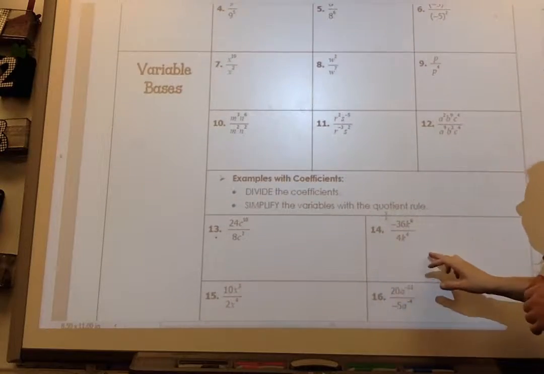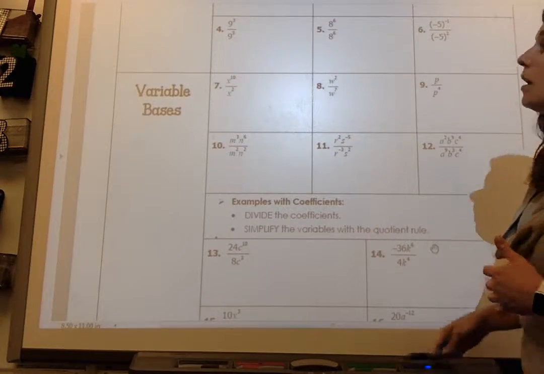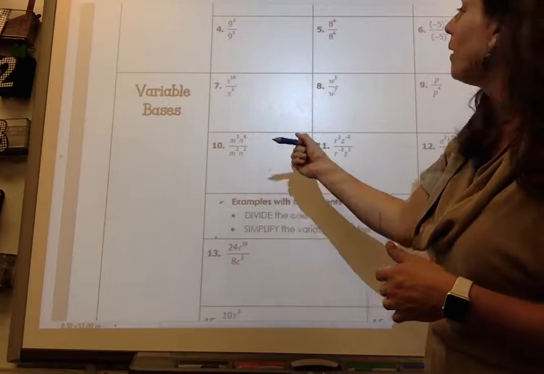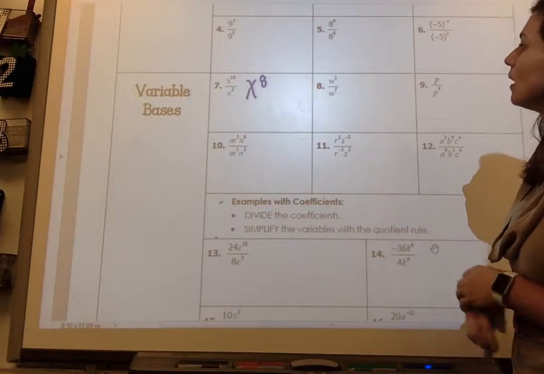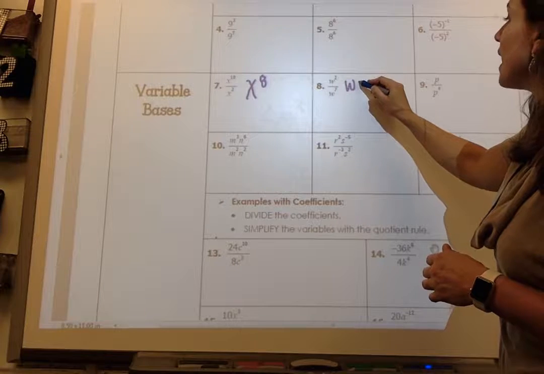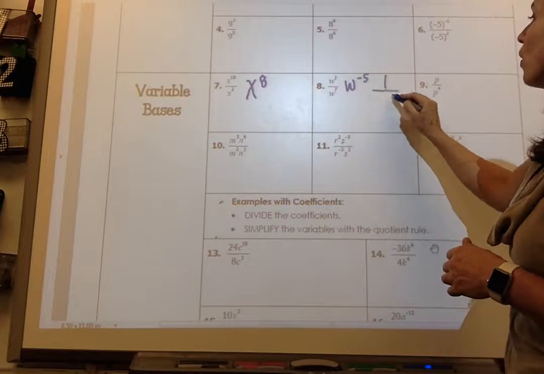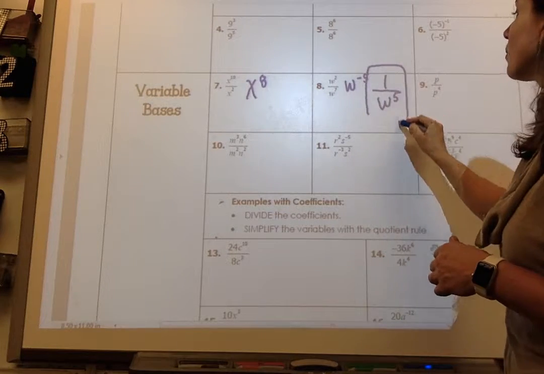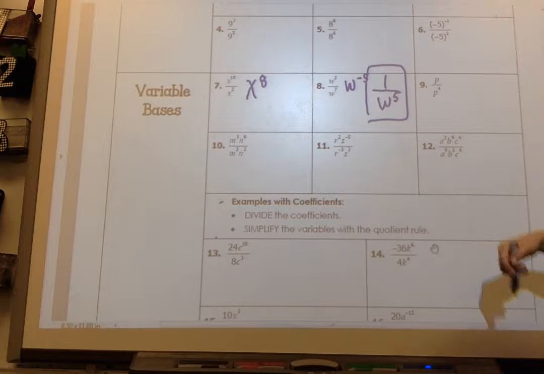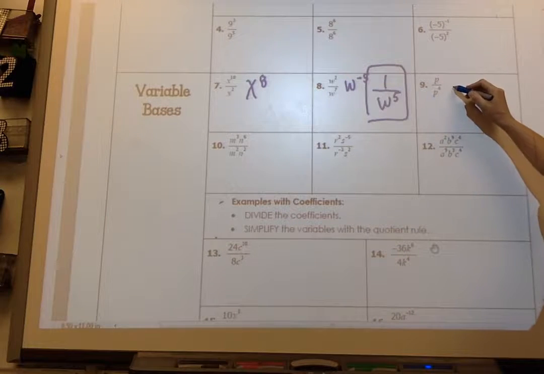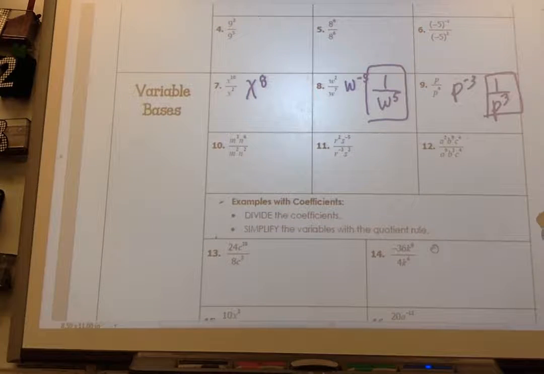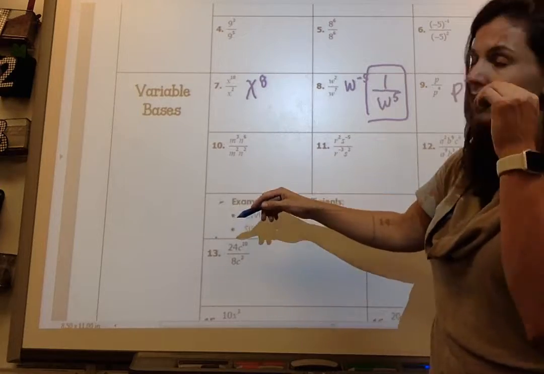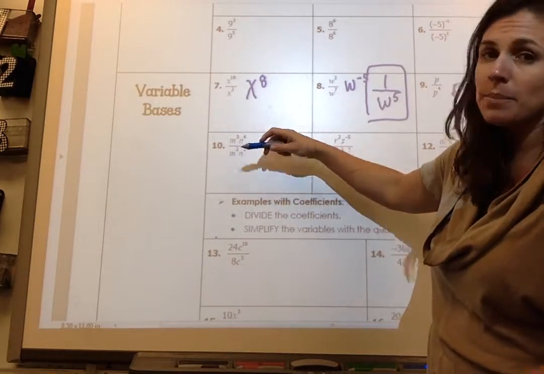What happens when we have variable bases? The same thing. If the base is the same, we keep it, and I get x to the 8th, subtract my exponents. Here I get w to the negative 5th power, which is 1 over w to the 5th. I'm going to box my answer. Here I get 1 minus 4, which is p to the negative 3rd, which is 1 over p to the 3rd. Over here, I can see I have more m's upstairs.